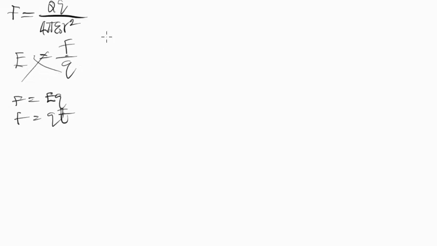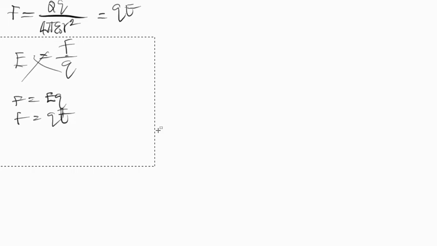So here now we have two equations. F is equal to Q times Q over 4 pi E naught R squared, and L is also equal to Q times E. So let's go ahead and wipe these parts.